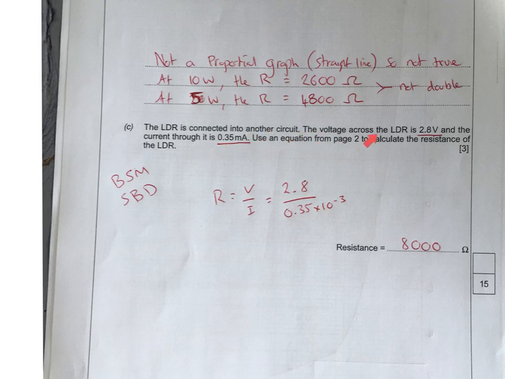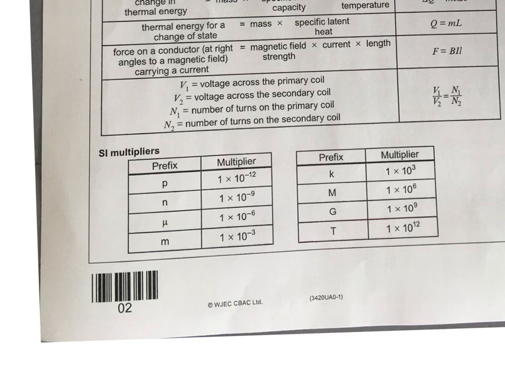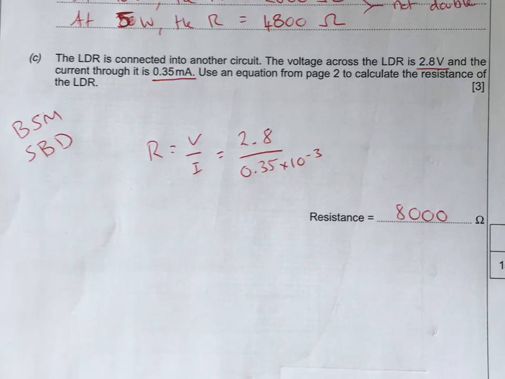It's connected to another circuit. The voltage is 2.8 volts. Current is in milliamps now, 0.35 milliamps. I'm going from small to big, so I need to divide by 1,000. Or you can just use the prefixes from page 2 here. I can see that a milli is just times 10 to the power 3. So that's all I've done here. I've just stuck it in the calculator as 2.8 divided by 0.35 times 10 to the power 3, and I'm going to come out with 8,000 ohms.